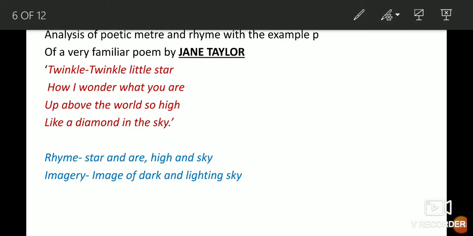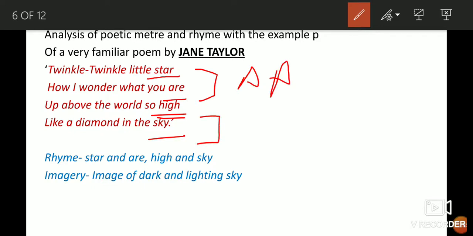So, at the end of the first sentence, the poetess has used the word star, which is rhyming with are. Okay, and in the second set of sentences, the poetess has used high and sky, which are rhyming with each other. Okay, so here it is the A set, and here the B set, which means this is the rhyming scheme of this poem. A A B B means star is rhymed with are, high is rhymed with sky.